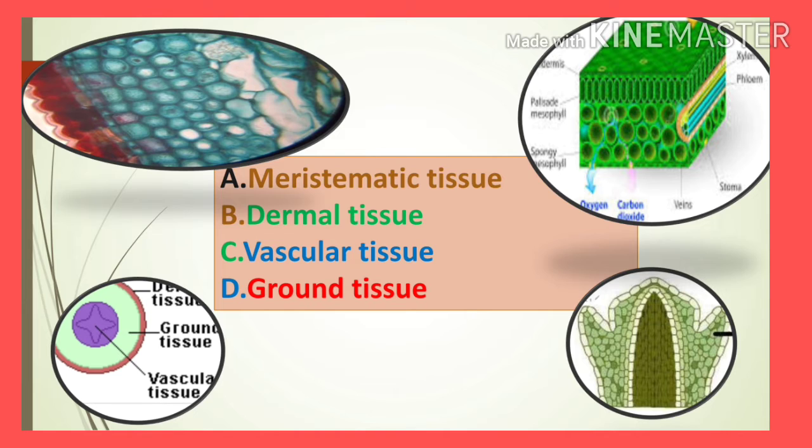So tissue is nothing but a group of cells. Cells divide and give rise to tissue, tissues to an organ, organ to an organ system, and all the organ systems together form an organism. So all these types of tissues are present in the plant. So totally in a plant there are four types of tissues: A, meristematic tissue, B, dermal tissue, C, vascular tissue, and D is the ground tissue.